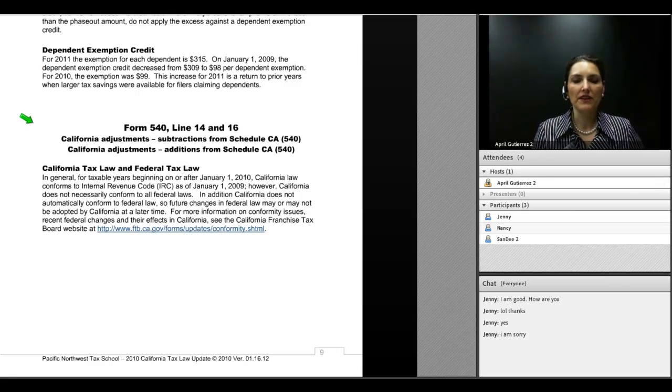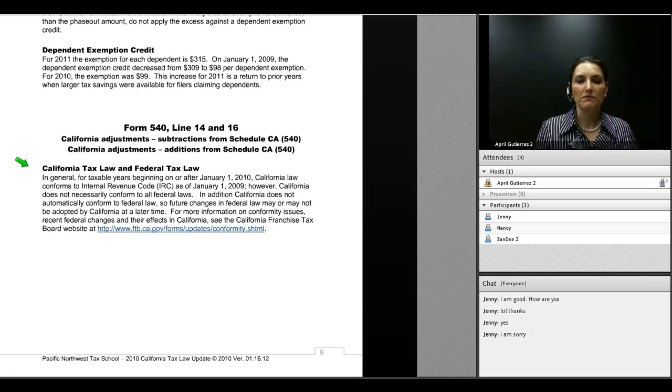Moving on now, we're going to be looking at Form 540, line 14 and 16. These are the two lines of the form where you claim adjustments to income, or California adjustments to income, in the form of subtractions and additions. And just as a reminder, California law and federal law are generally tied, but California essentially has periods of time where it convenes in the legislature and makes definitive decisions on how California accepts or adopts or rejects and does not adopt particular provisions of federal tax law.